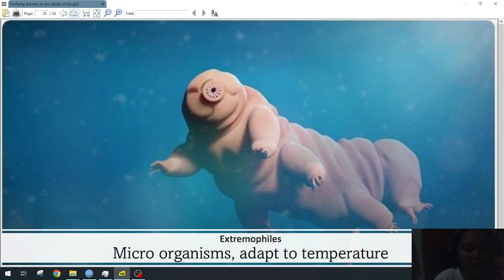Okay, another is this. This is a bacteria or a kind of bacteria which is called extremophiles, or microorganisms that live or adapt to extreme temperatures, whether that be a very hot temperature or a very cold temperature. Okay. There are places in the world na nandoon sila.